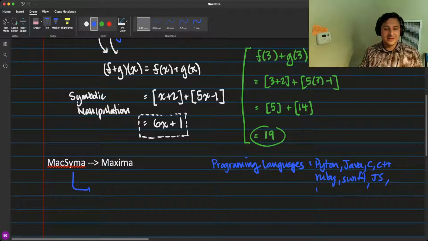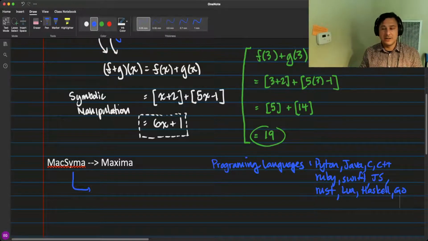Rust, that's nice. A new type-safe C-like language. Lua, ooh, nice. Lua's a nice language. Haskell, Go. Oh, sweet. Go was made by the engineers at Google to do a lot of parallel calculations.